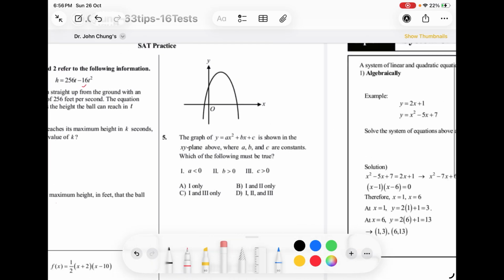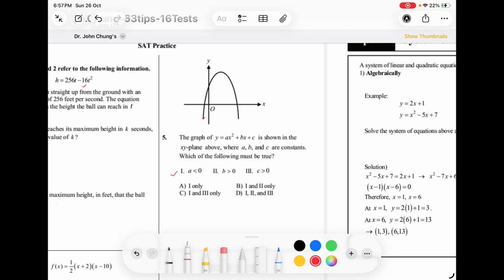Question number 5. Now students, this is a very, very important question. Here there is a graph and he says which of the following must be true? A less than 0, B greater than 0, C greater than 0. Here A represents whether the graph faces upwards or downwards. Here it is facing downwards. So A should be negative. It means the first statement is true.